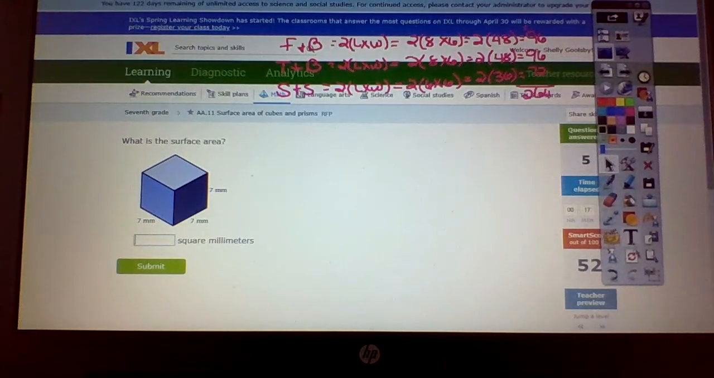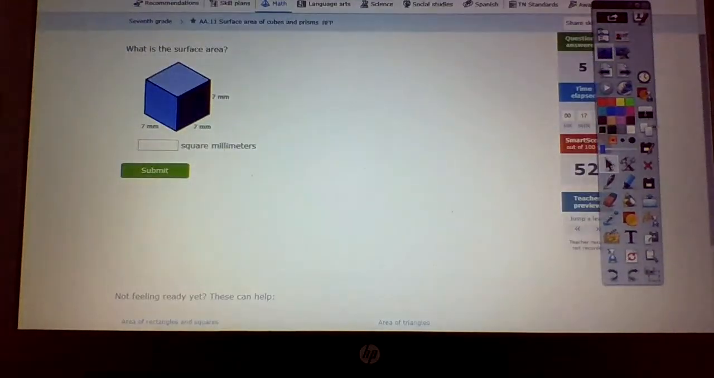All right, this is another cube. So we're going to do this the easy way. Remember what we said about cube. Cube has how many sides that are alike? 6. So you have 6 sides and they all measure 7 times 7.